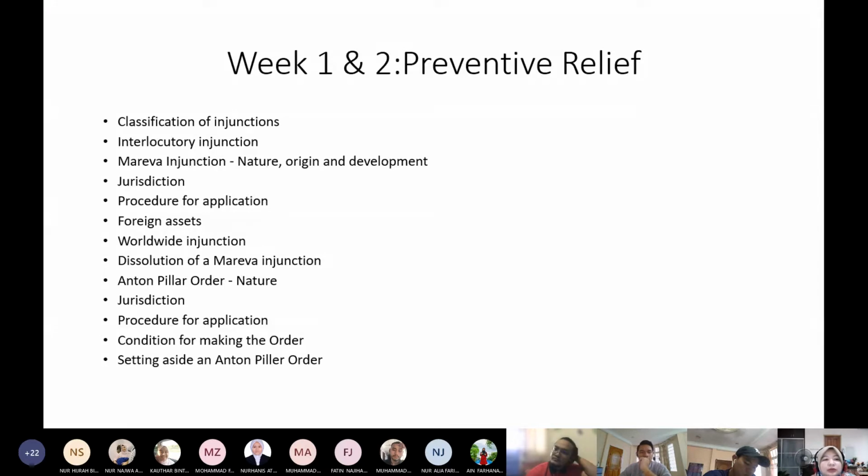And then later we are going to cover Interlocutor order: nature, jurisdiction, procedure, and conditions, and then setting aside an Interlocutor order. So this is our coverage for the first and second week. Basically, you're going to do either interlocutory injunction for your course papers or Mariva injunction, or Interlocutor. Up to you.